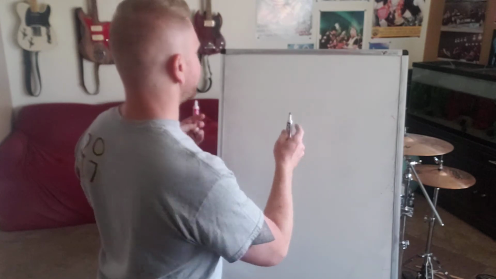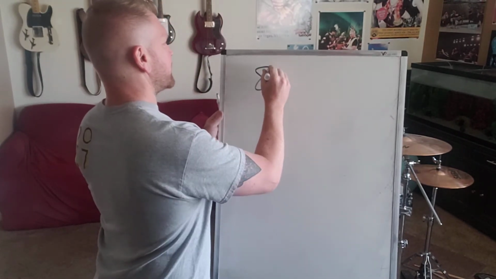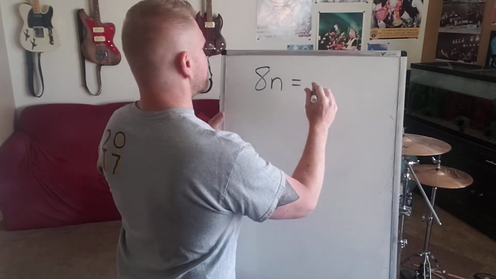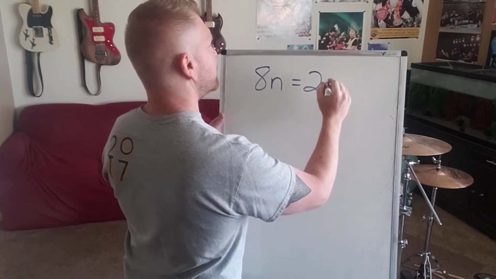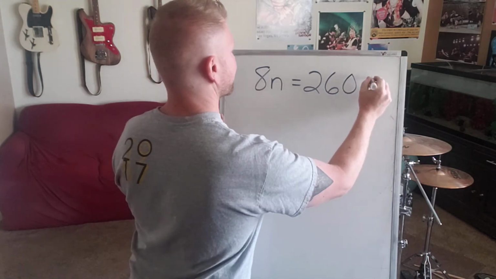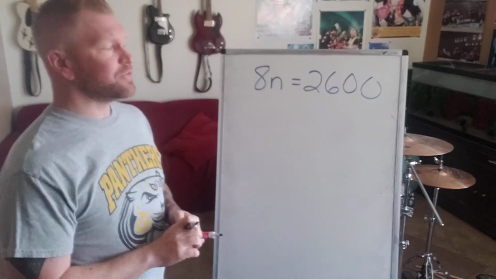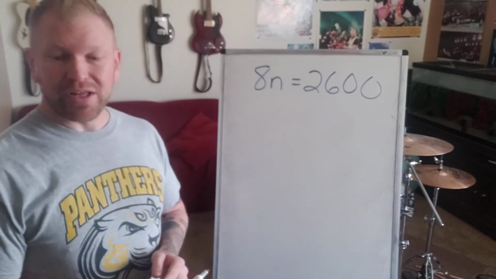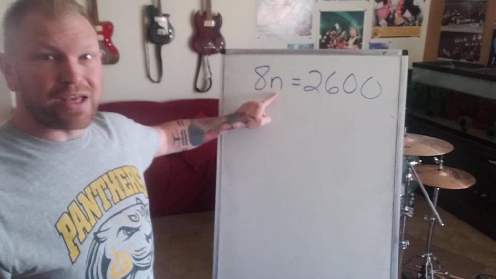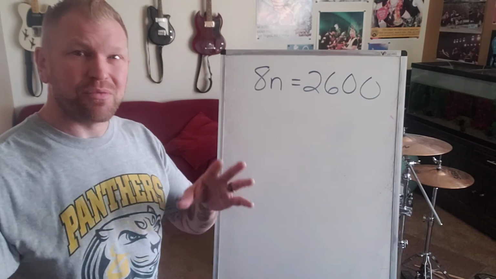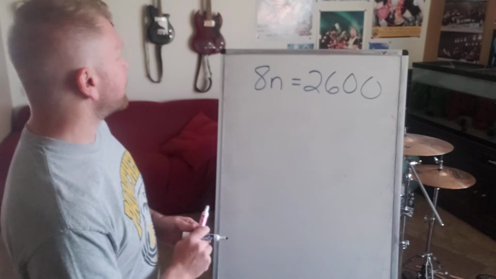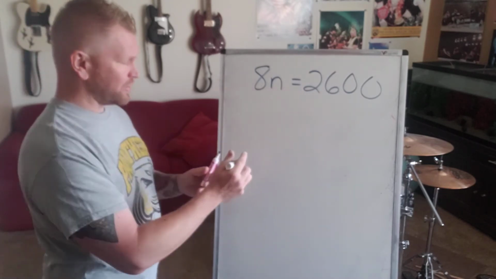What you need to know is this. If you get to an equation something like 8n equals 2,600, okay, what you need to realize is this: when you have a number right next to a variable, that actually means multiply. So you probably didn't know that yet. I'm telling you now. When it's 8n, that means 8 multiplied by n. So this problem is 8 multiplied by n equals 2,600.